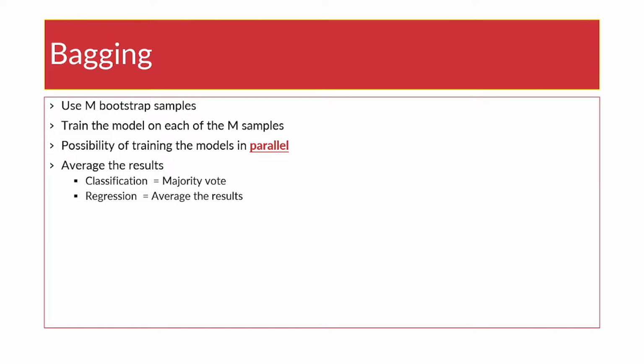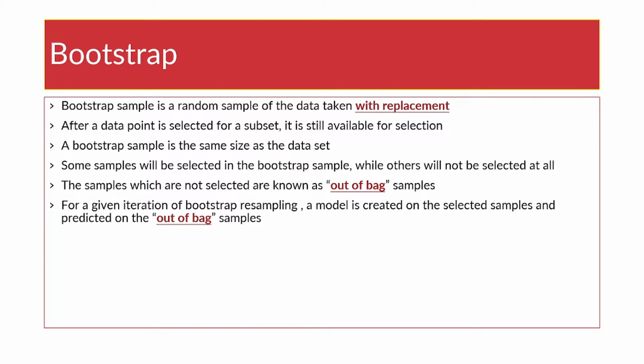Before we go into bagging, let's first go into what is a bootstrap. A bootstrap sample is a random sample of the data taken with replacement. After a data point is selected for a subset, it is still available for selection. A bootstrap sample is the same size as the dataset. Some samples will be selected in the bootstrap sample, but others will not be selected at all. The samples which are not selected are known as out of bag samples.